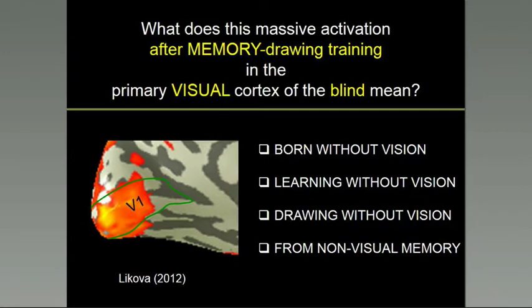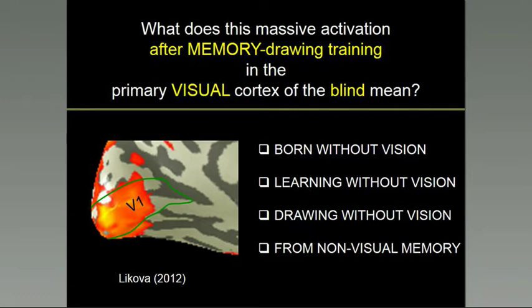Let me go to the next slide. So this was a big change in the brain. This finding of massive, well-structured activation in the primary visual cortex of people that have no vision has huge implications for people who work in the field. One reason is that for a long time we believed that this part of the brain is for visual information only.